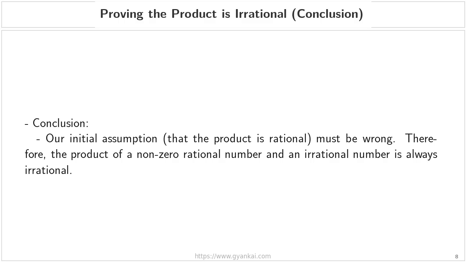Since a number cannot be both rational and irrational at the same time, our initial assumption must be incorrect. Therefore, we have successfully proven that the product of a non-zero rational number and an irrational number is, without exception, always irrational. Now that we've completed the formal proof, let's move on to slide 9, where we will apply this exact same logic to a concrete, numerical example using the square root of 2.